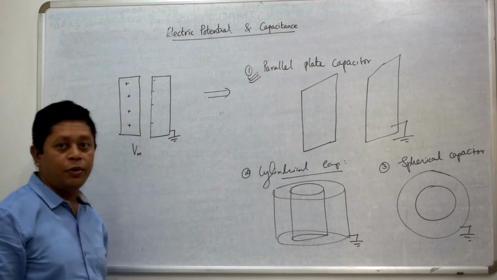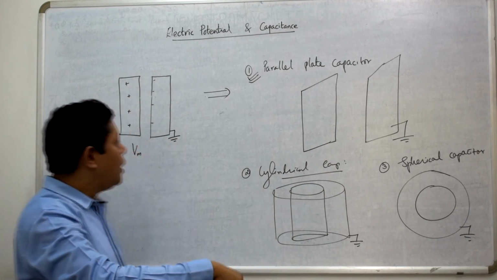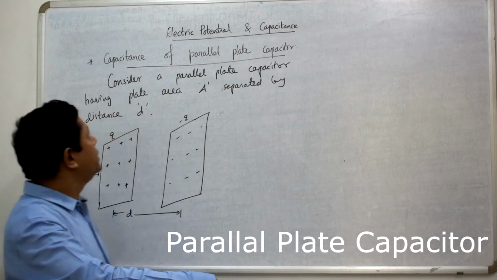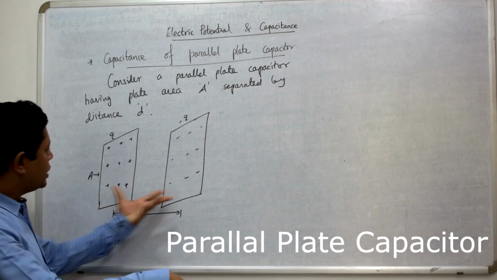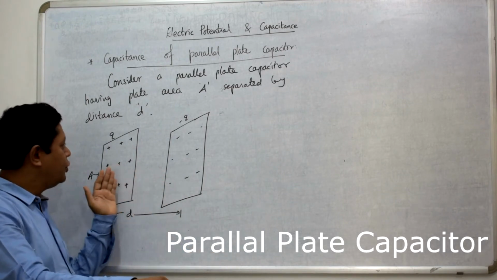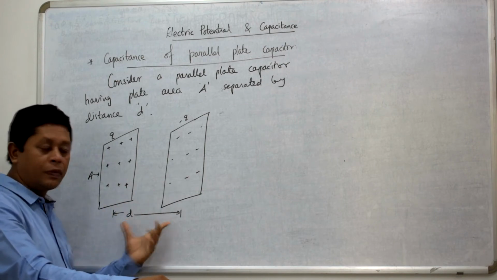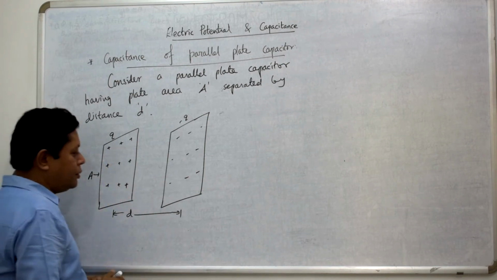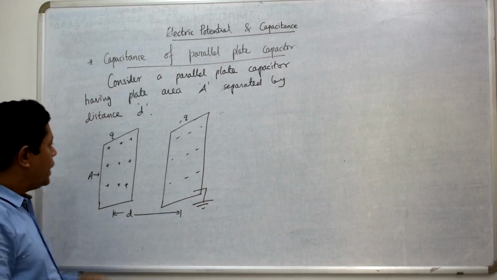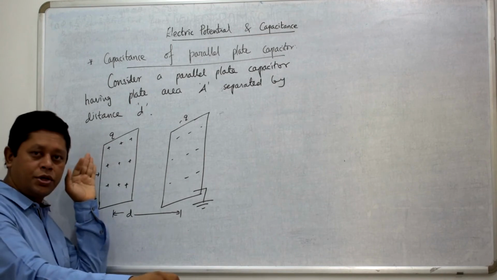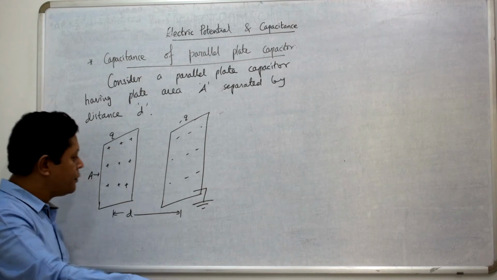We'll derive the equation for the capacitance of this capacitor, and see which factors it depends on. So let us derive the equation for the capacitance of a parallel plate capacitor. For that, consider a parallel plate capacitor having two plates, each of area A, separated by distance d. Out of these two, one plate is connected to the ground, and the other plate is given a certain charge Q, then by induction on the other plate there will be charge minus Q.